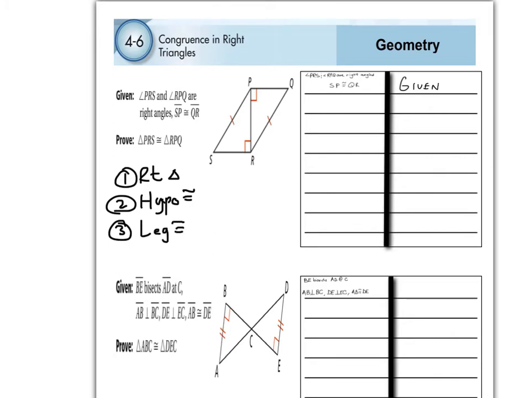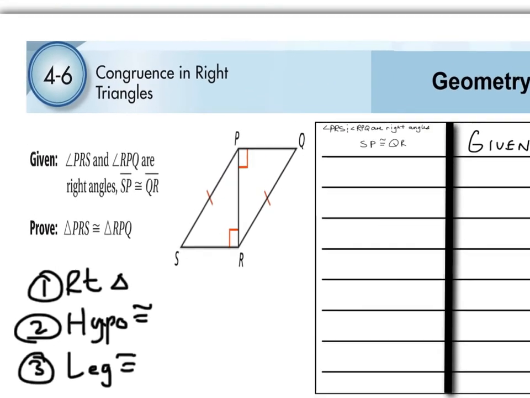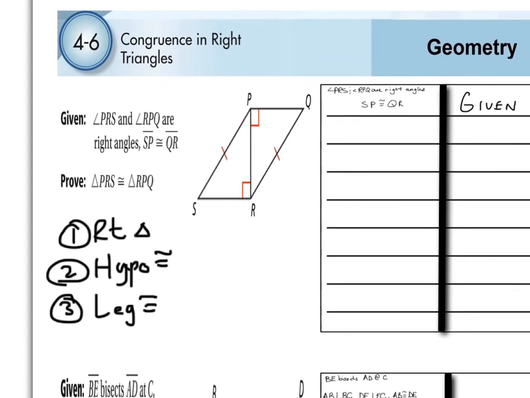Now, some of this might be in your given. As you look at the picture here, we can identify if any one of these three things are in the given. Well, we know that we have right angles, but we haven't stated that they're right triangles. We're going to have to state that in there. So this is something that's going to be in your proof. We have to state that they're right triangles.